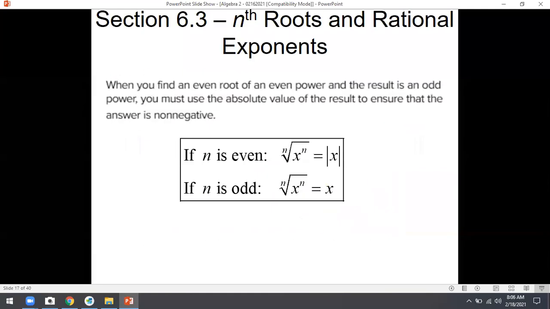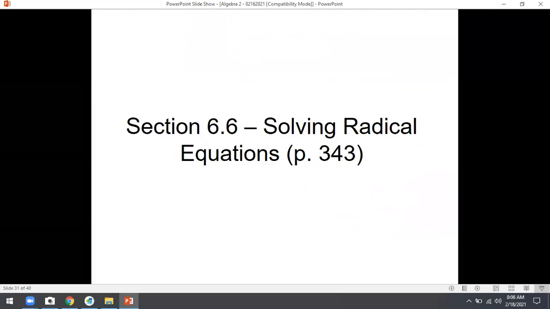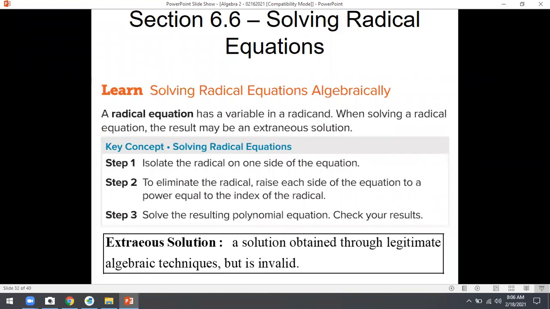6.6. Last section of the unit. Here we go. It's entitled Solving Radical Equations. All right, here we go. So obviously a radical equation is just an equation with a radical in it. So it's got a square root or a third root or fifth root or something like that.